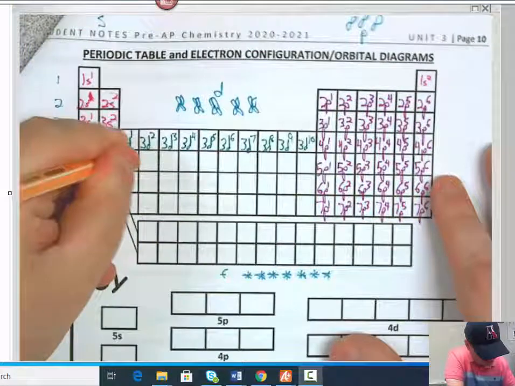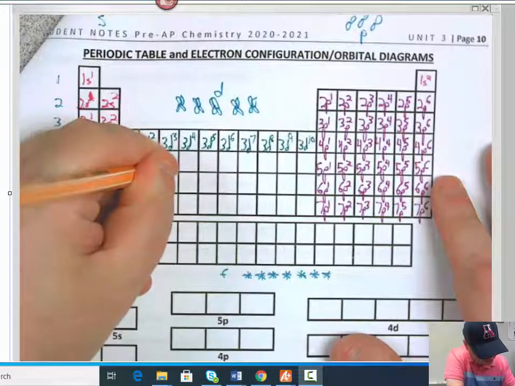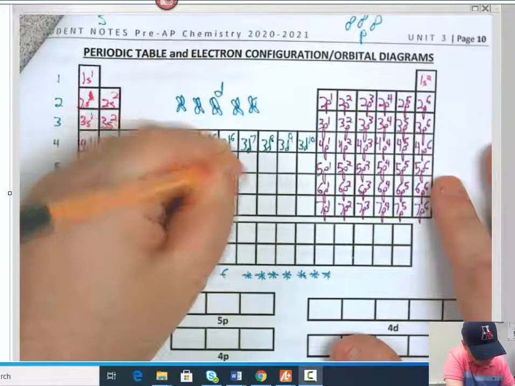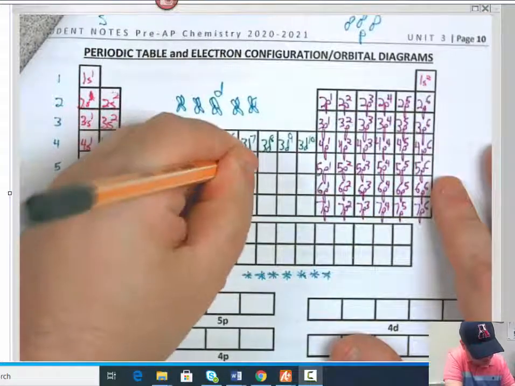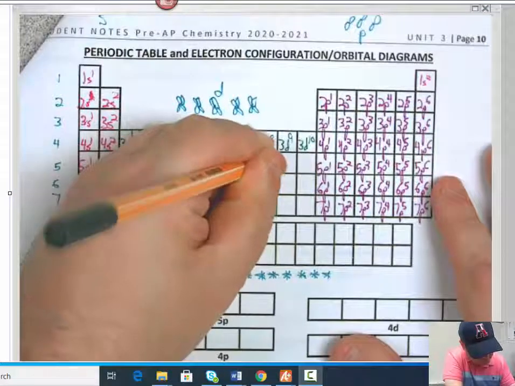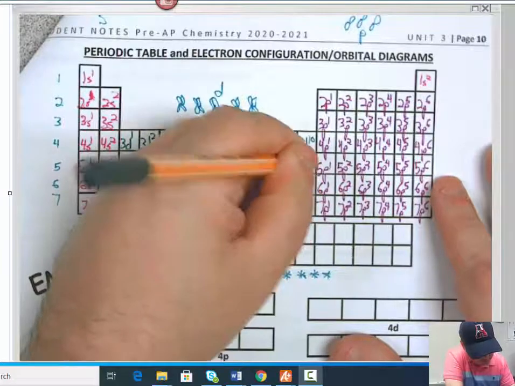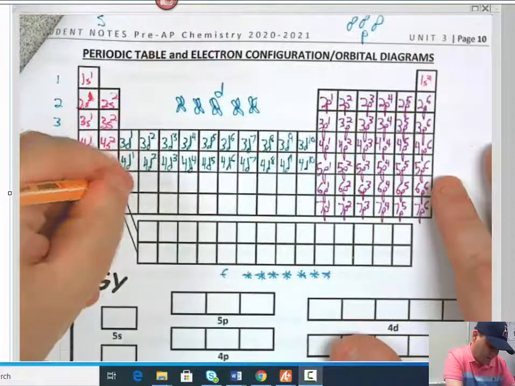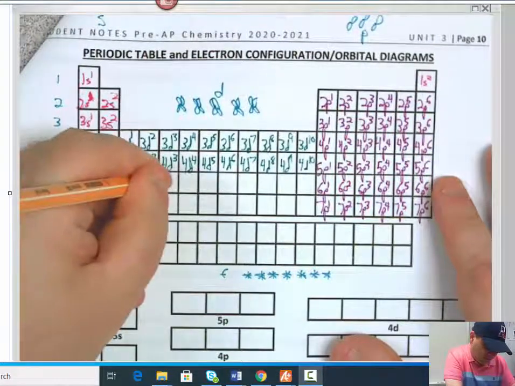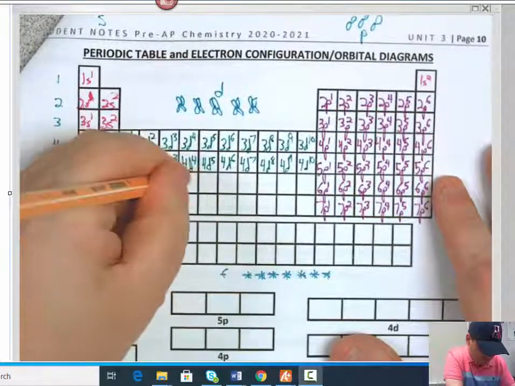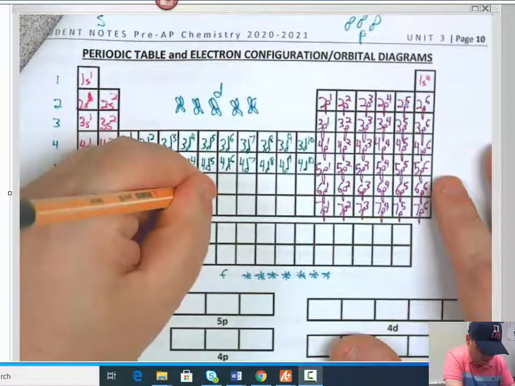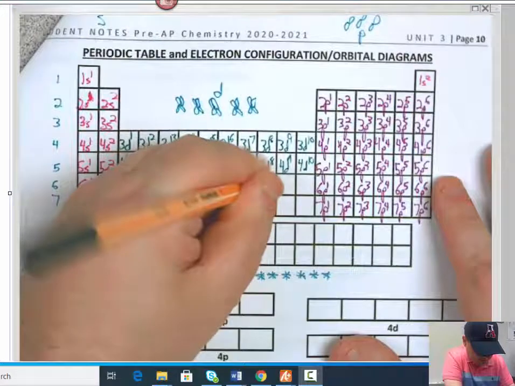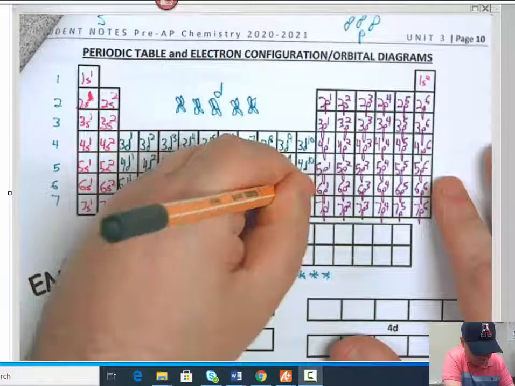This one's 4d1, 4d2, and yes, I am filling in each one of these blocks, and so should you. 4d3, 4d4, 4d5, 4d6, 4d7, 4d8, 4d9, 4d10. 5d1, 5d2, 5d3, 5d4, 5d5, 5d6, 5d7, 5d8, 5d9, and 5d10.